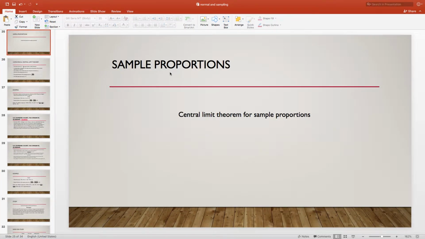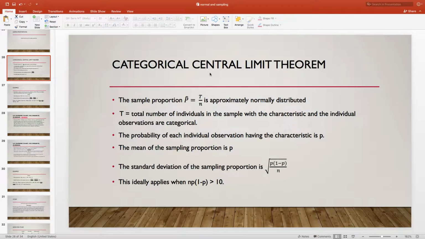Welcome to my lecture on sample proportions, and this is an application of the central limit theorem. So let's discuss this categorical central limit theorem. Here I say it's categorical because the proportion P comes from data in which we have categories or a discrete outcome, and T is the number of observations with a certain characteristic or categorical outcome. And n is your number of observations, and that's your sample proportion.